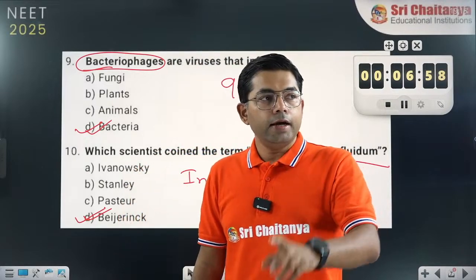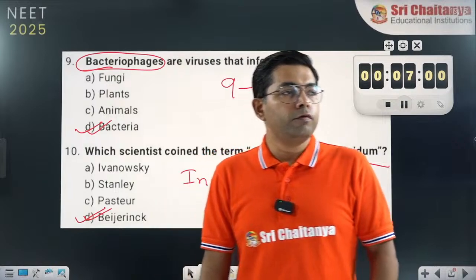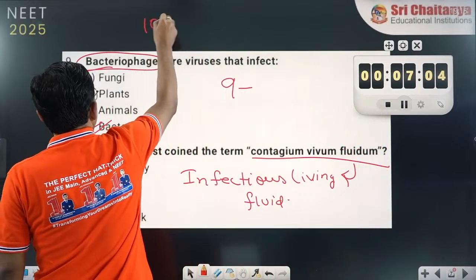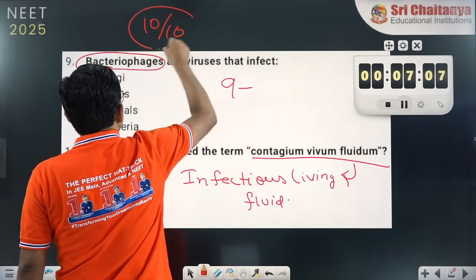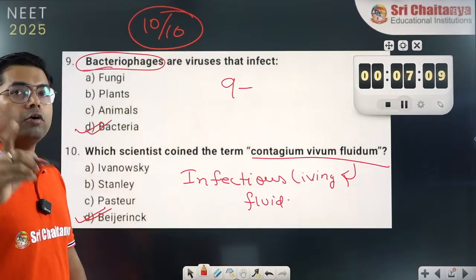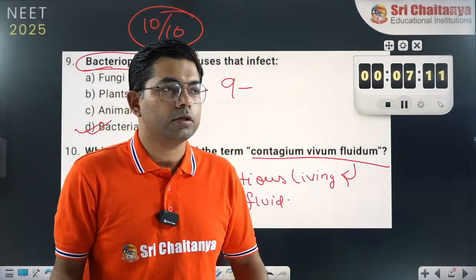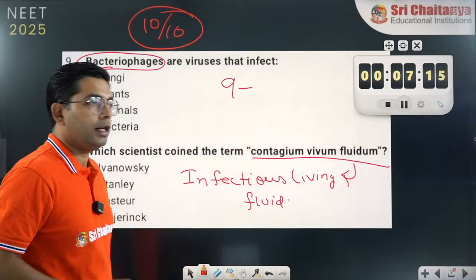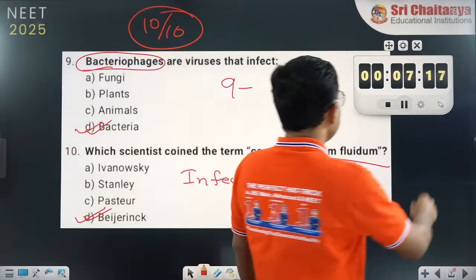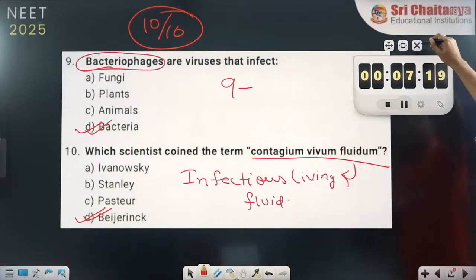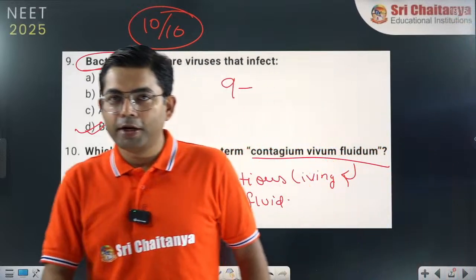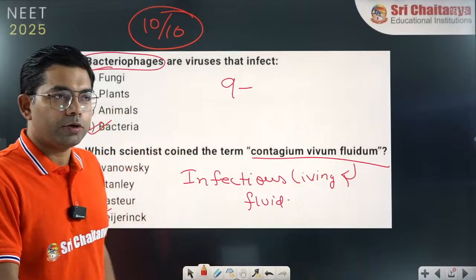So well done. Now let me know how many of you have got all 10 correct. I expect most of you should have got 10 out of 10 here. So how many of you have got 10 out of 10? Just message quickly. Now I am turning off the timer. So we have done 10 questions in 7 minutes. So the speed is good.